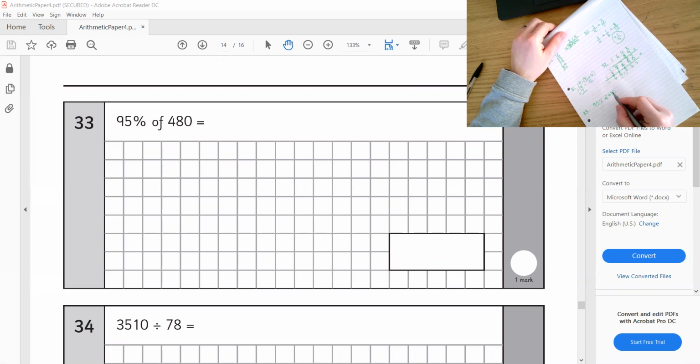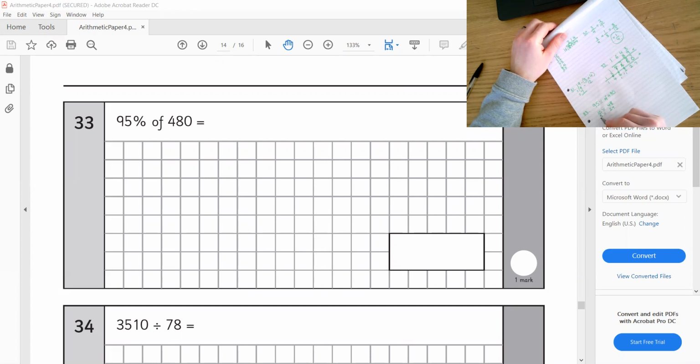So how do I find 5%? Well, can I find 10% first? So if I find 10%, dividing by 10, aren't I? So 480 divided by 10 is 48. I move all my digits one place to the right. Then to find 5%, well, I've halved 10 to get to 5. So if I halve this, it equals 24.